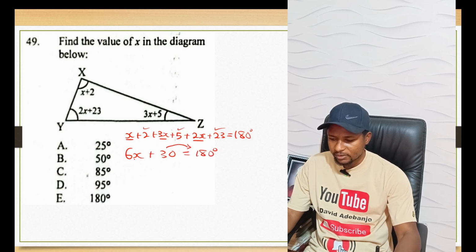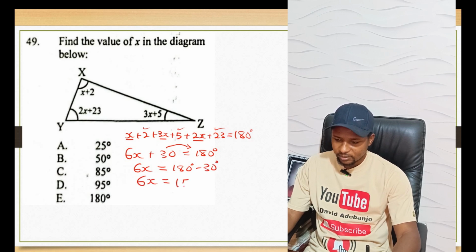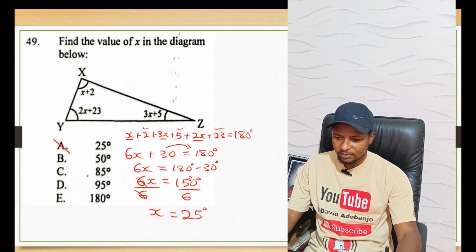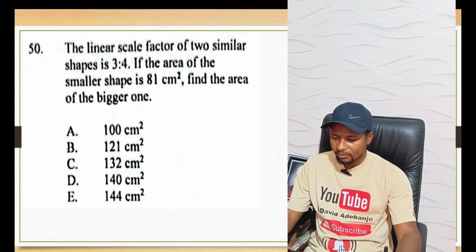And any number that crosses the equal sign will change. So we're trying to collect the like terms. So 6x remains here, 30 goes to the other side, so the positive changes to negative. So you have 6x equal to 150 degrees. And then you divide by 6, divide by 6. 6 cancels 6. And how many 6 can go into 30? Just 5. So x is 25 degrees, which is option A. Moving on to question 50.